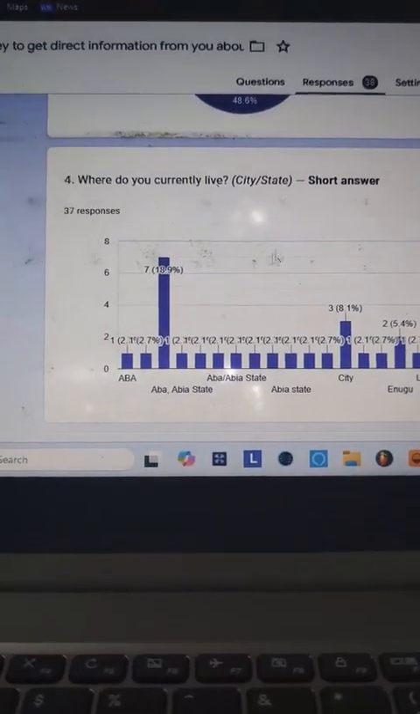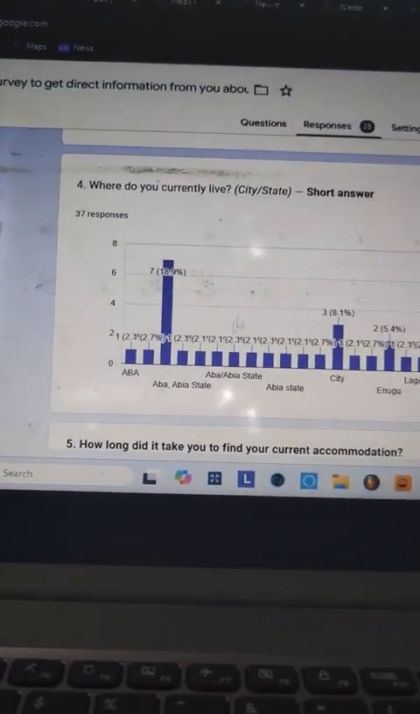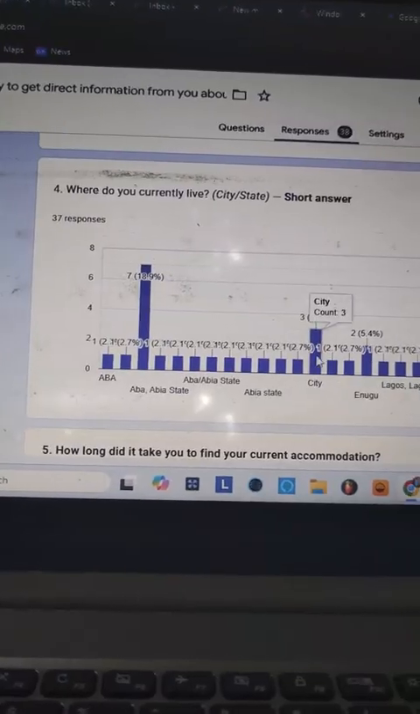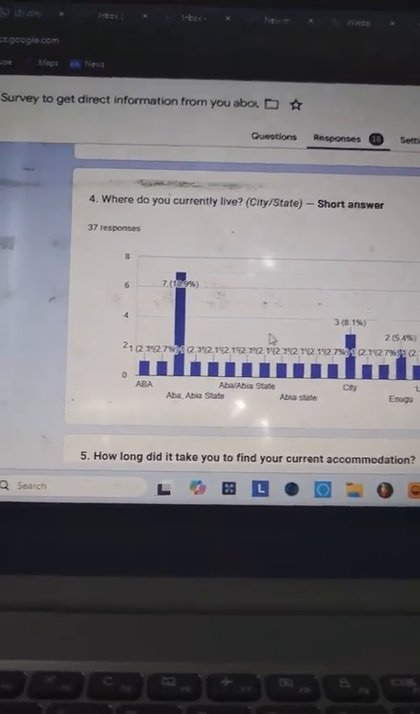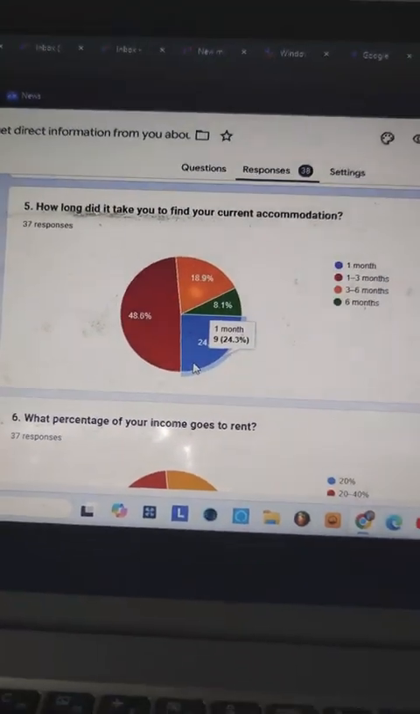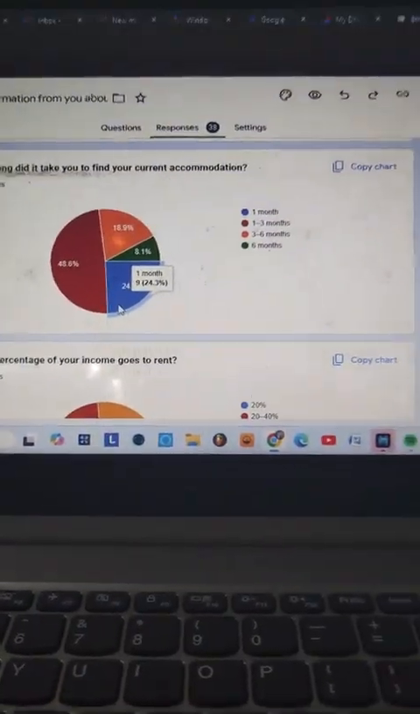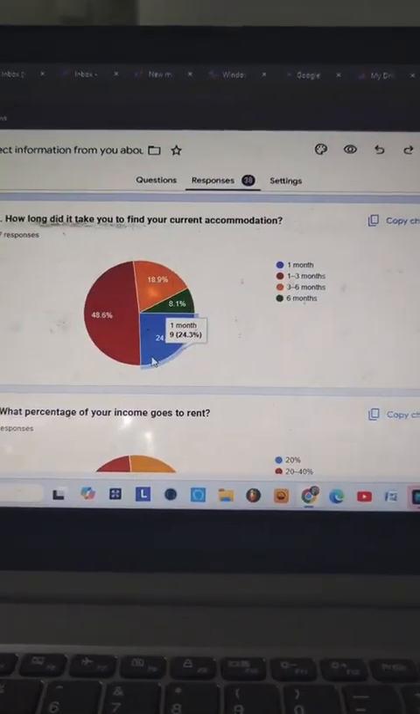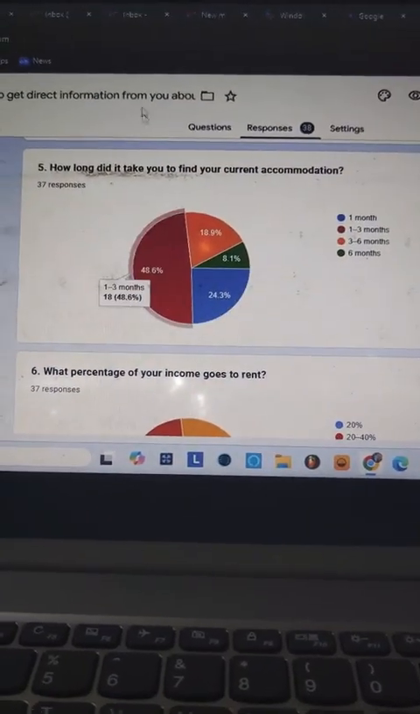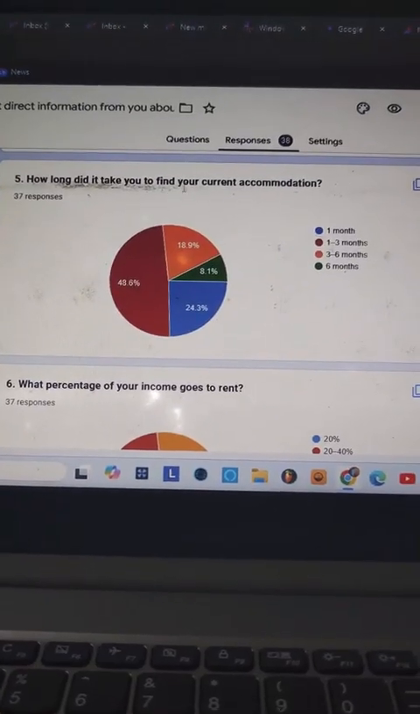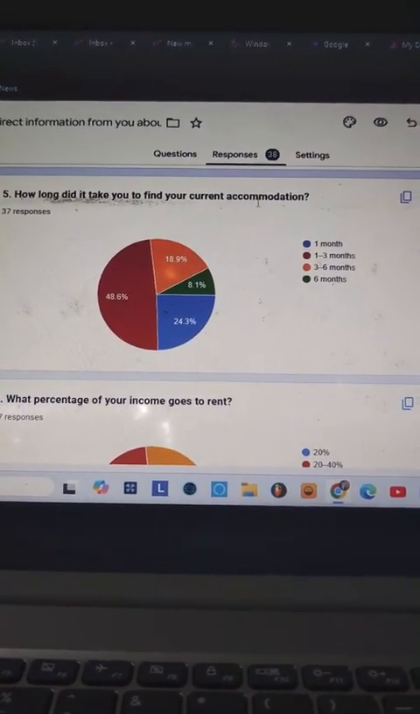Now, where do you currently live? Well, in my respondents, more people live in Aba City and all that, Port Harcourt. So if you go down, you see this is more like a survey, getting you to understand the customer need from them directly. How long did you take to find your current accommodation?